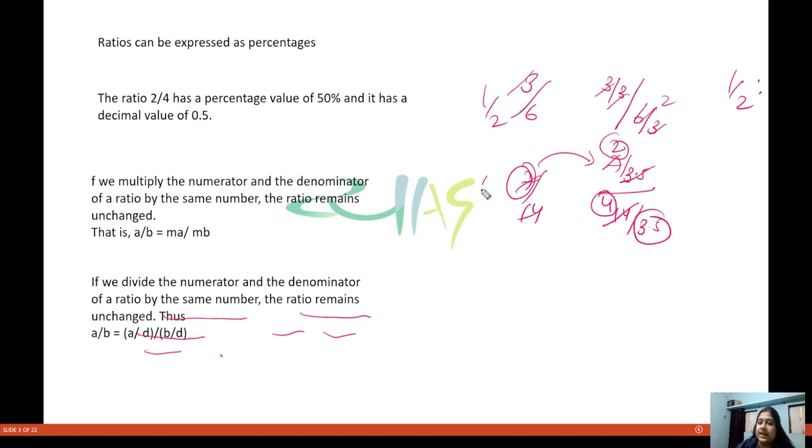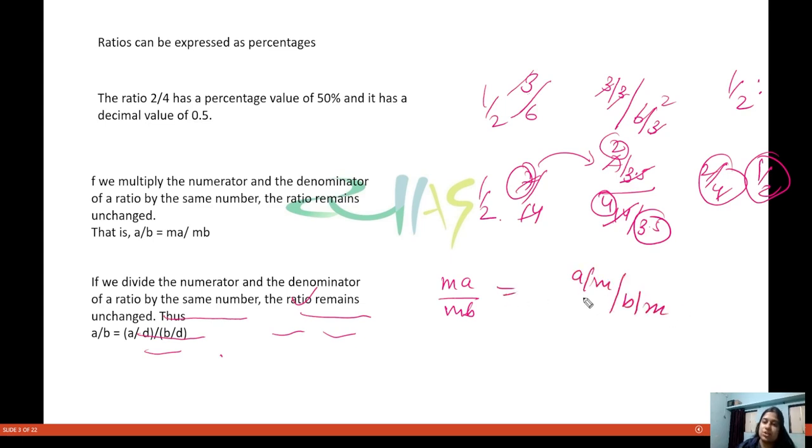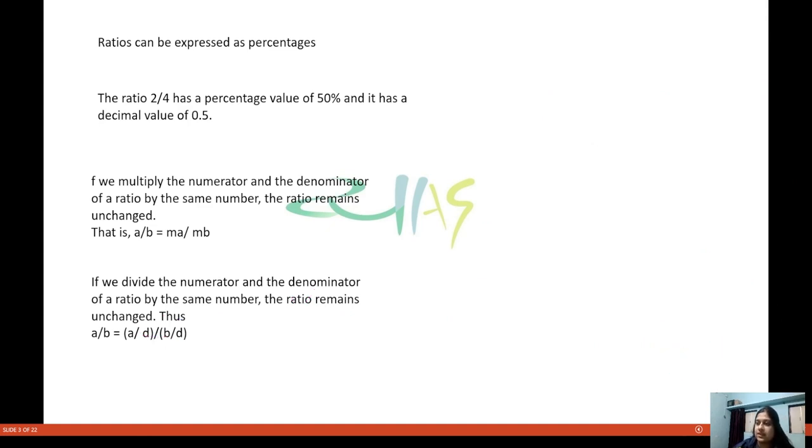So earlier the ratio is 1 is to 2, and now the ratio is 2 by 4, that means 1 is to 2. So you can obviously check that whenever you multiply any ratio by the same number or divide any ratio by the same number, the ratio will be equal to a by b, that is, the ratio remains unchanged.